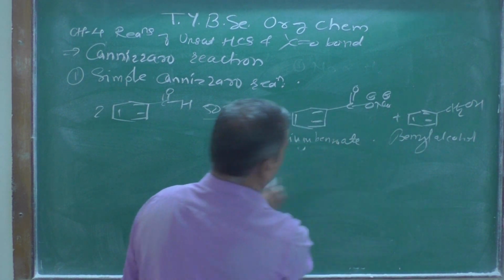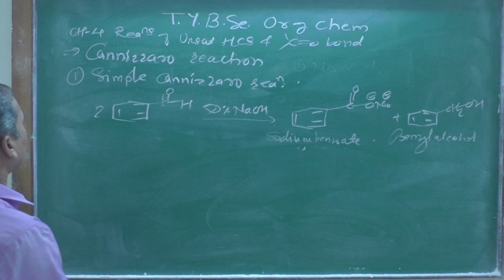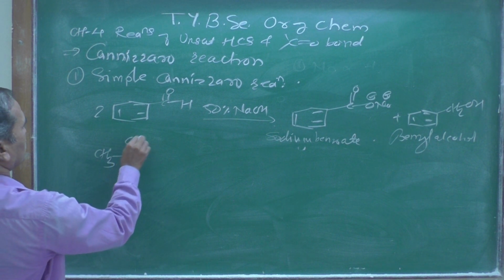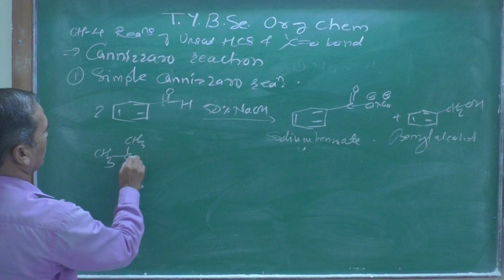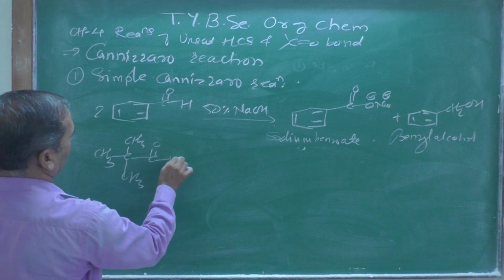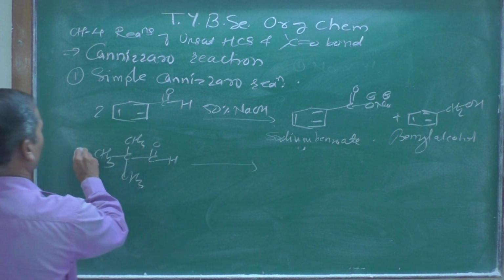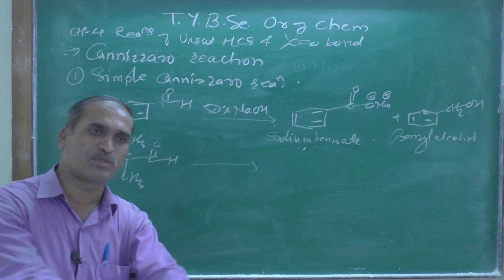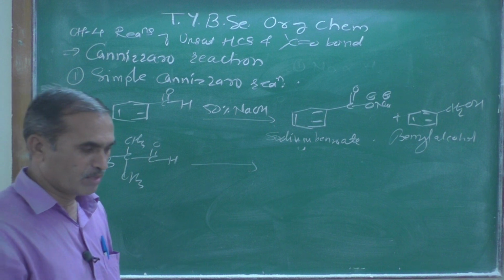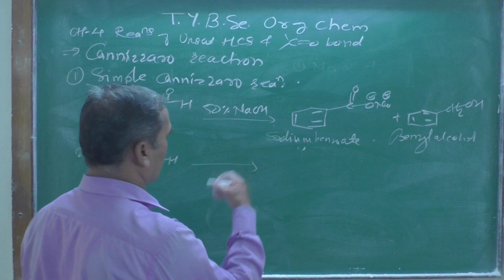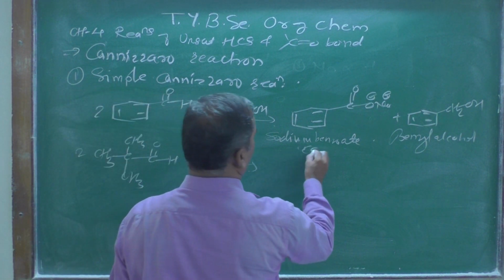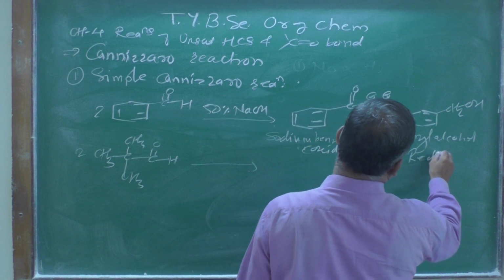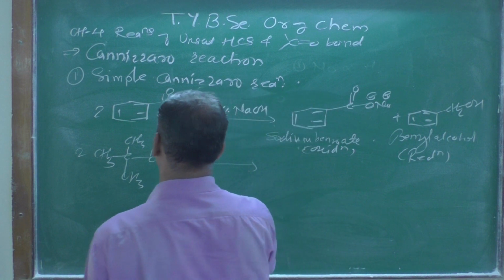Let us see another reaction. Second one, suppose you have this one. You just predict it. CH3, here is a CH3, C double bond O and H. There are two molecules, because it is the simple Cannizzaro's reaction, meaning the same two molecules. One molecule undergoes oxidation, and the other goes to the reduced form, and we are getting the formation of the product.